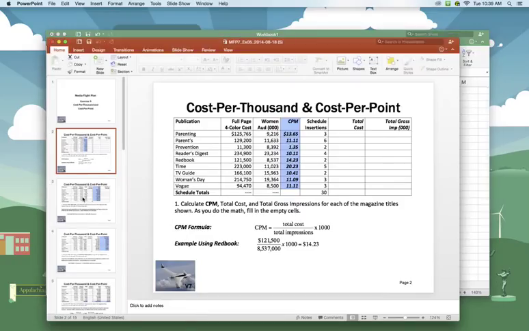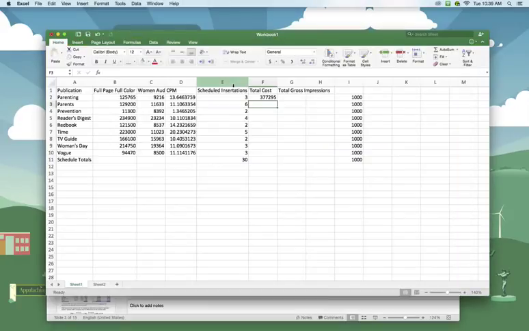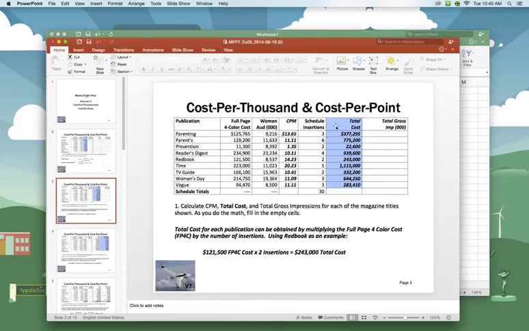You'll see that this corresponds with the $377,295. Again, use my black plus sign, scroll down, and I've got all my total cost. That's going to be the data that's represented here. So again, cost times insertions is total cost. Think of this as like a gross problem.